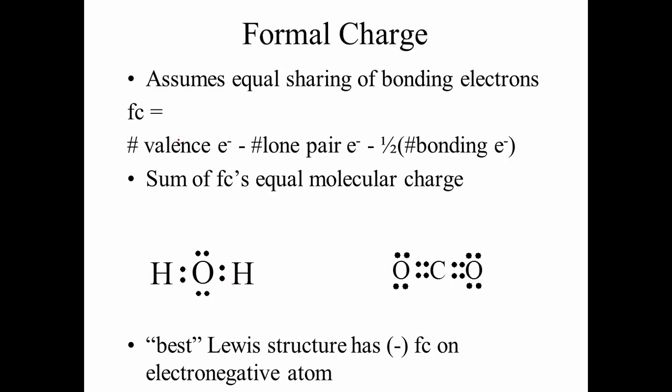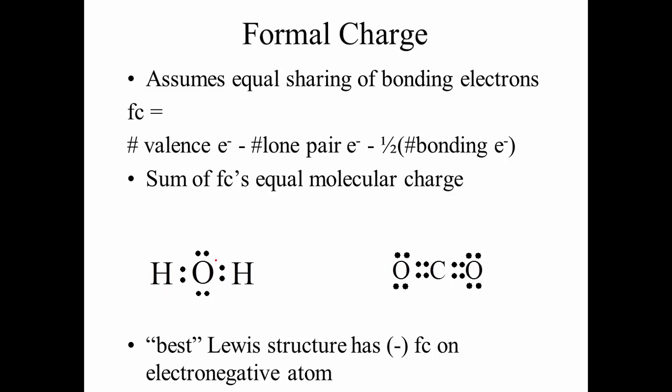The formula is that we take the number of valence electrons of the atom we're looking at from the periodic table, and then subtract from that value the number of lone pair electrons around that atom in the molecule, and then also subtract half of the bonding electrons. So this assumes equal sharing of the bonding electrons. The sum of the formal charges in a molecule should equal the total molecular charge, like if you had a polyatomic ion.